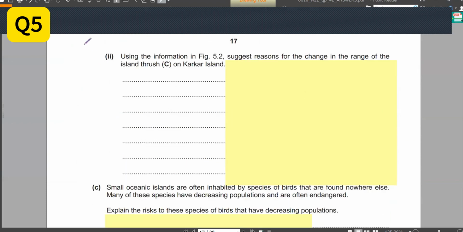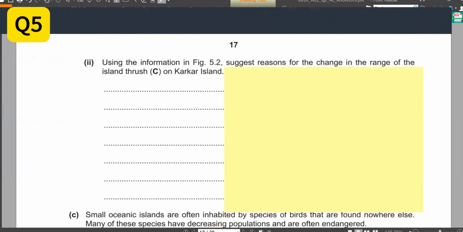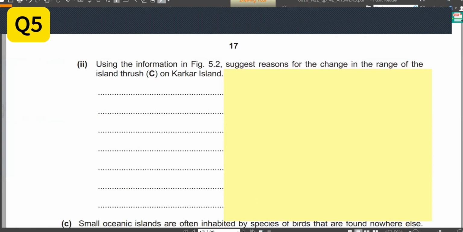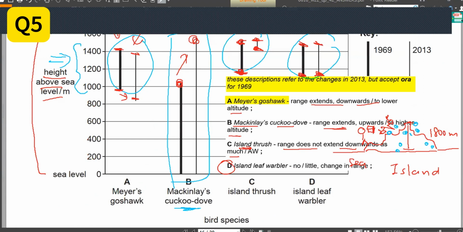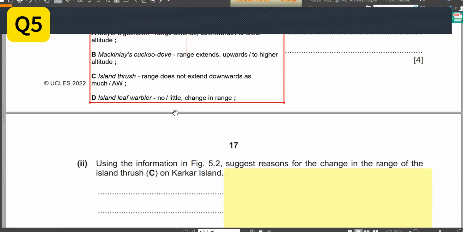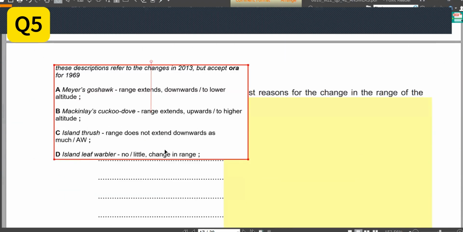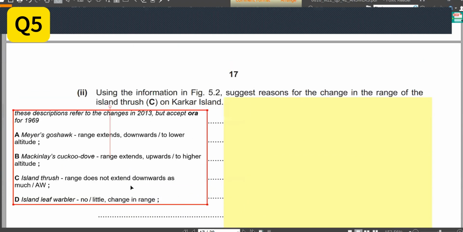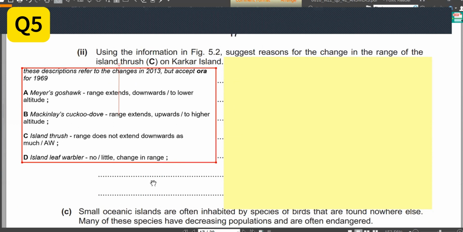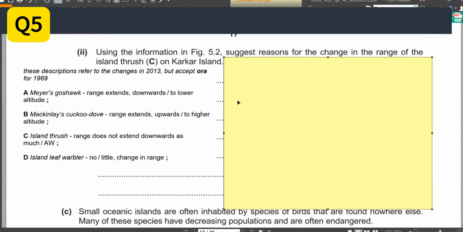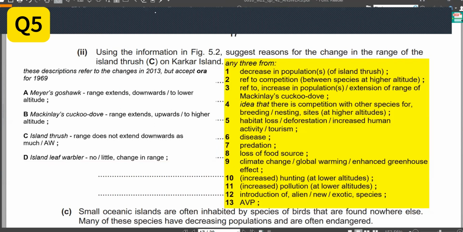Next. Using the information of figure 5.2, suggest reasons for the change in the range of the island's thrush. Okay, so these are the changes. This is what's going on here. So now we're going to give some potential reasons why it could happen.